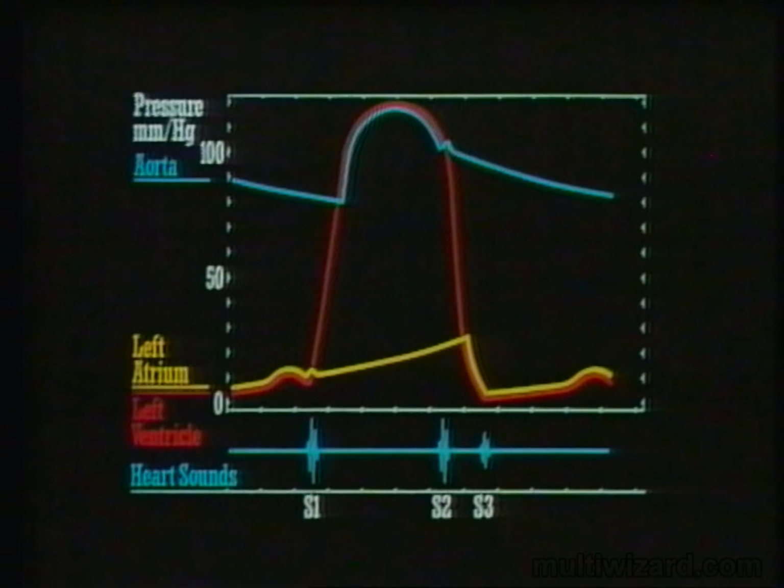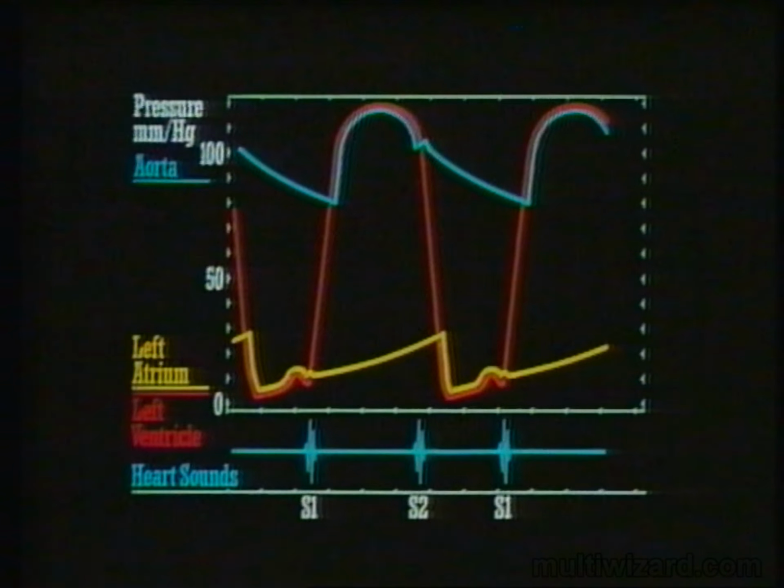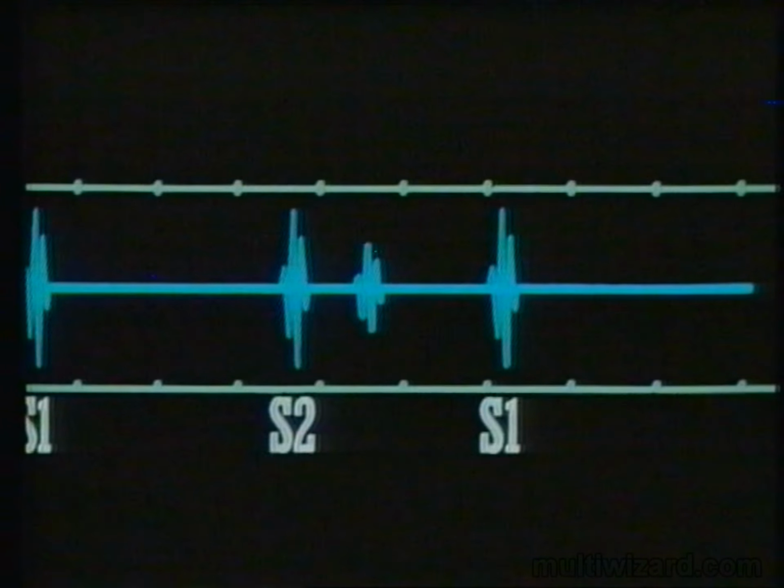Note that a third heart sound occurs early in diastole and a fourth heart sound late in diastole. If there is also a tachycardia, the duration of diastole falls, and it becomes impossible to know whether any additional diastolic sound is a third or a fourth heart sound. The combination of a tachycardia and an additional heart sound is known as a gallop rhythm. Now let us listen to a gallop rhythm.